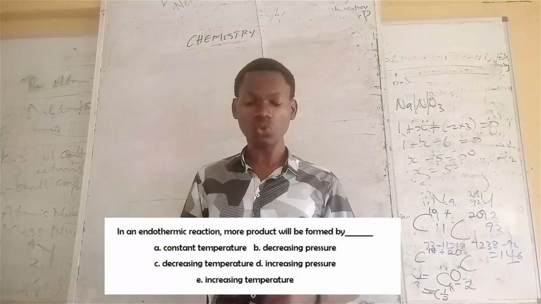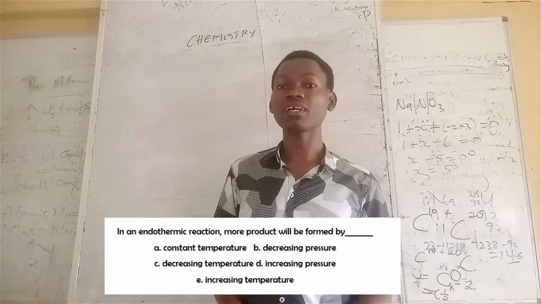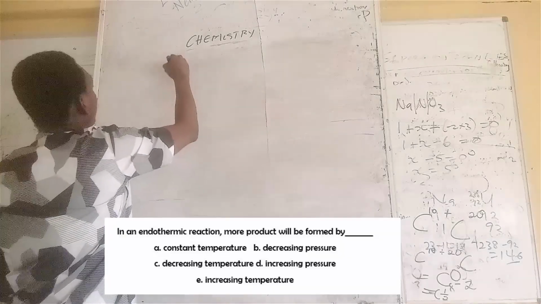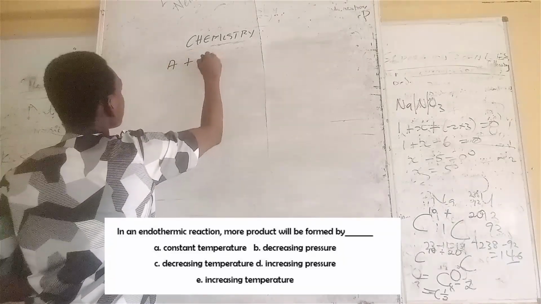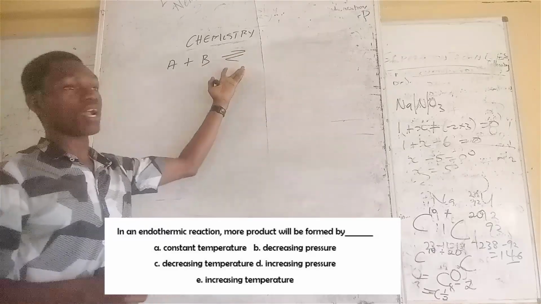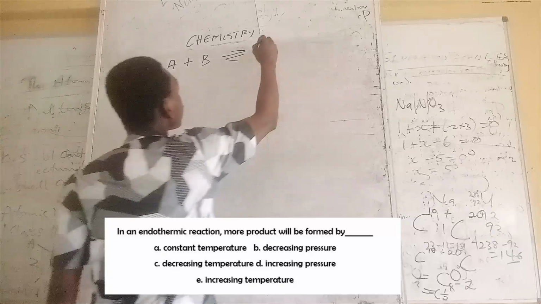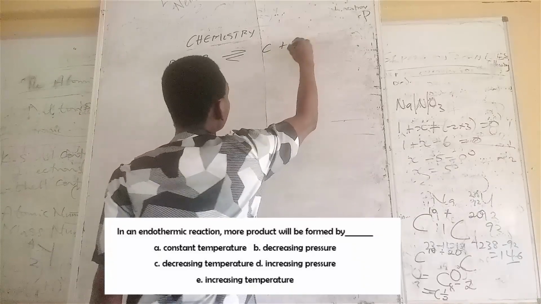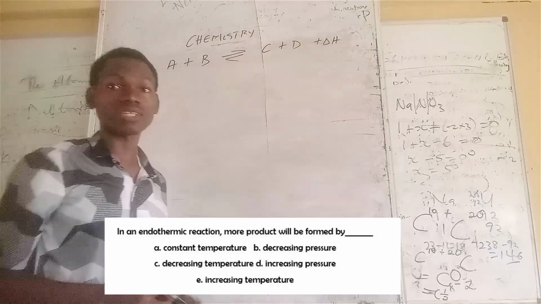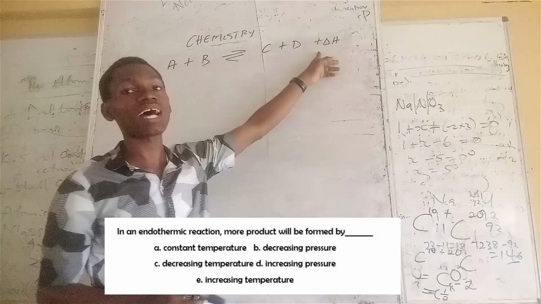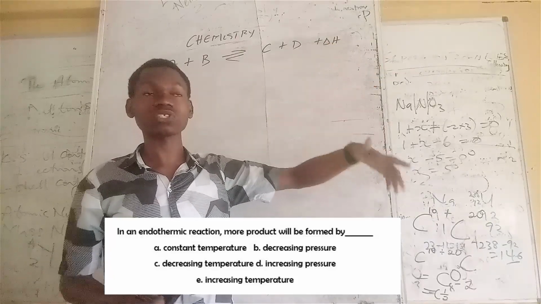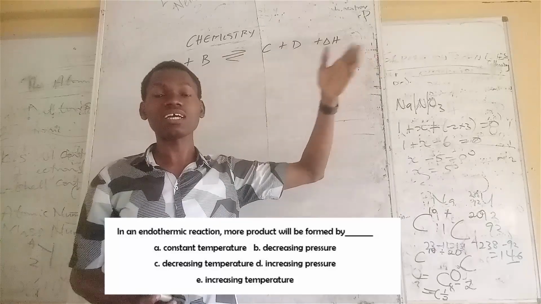So how do we now represent an endothermic reaction using an equilibrium equation? We have an element A plus an element B, and because the reaction is an equilibrium reaction, we use the equilibrium sign, giving us C plus D. We are told that the reaction is endothermic, meaning that an endothermic reaction has a positive delta H value, while an exothermic reaction is going to have a negative delta H.